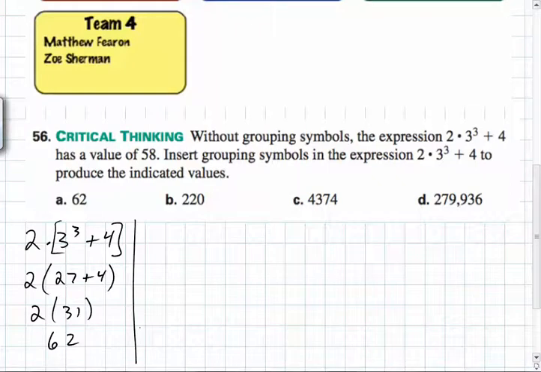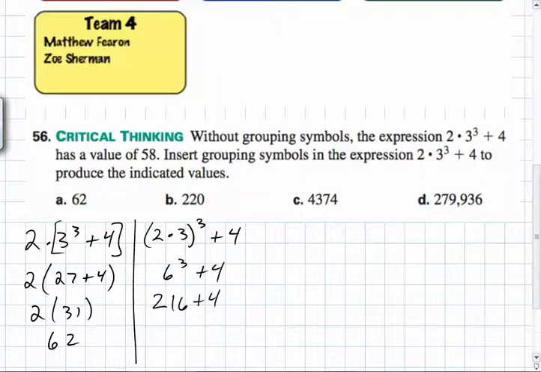Okay, who wants to tell me how to do B? Zoe, how do you do it? You put the parentheses around the 2 and the 3. So you get 2 times 3, to the third, plus 4. So you end up with 6 to the third plus 4. And you might know this now that 6 to the third is 216. You could use your calculator for that, but 6 to the third is 216, plus 4 is 220.